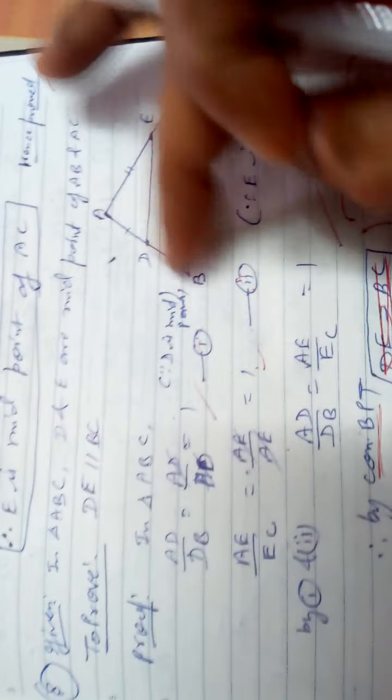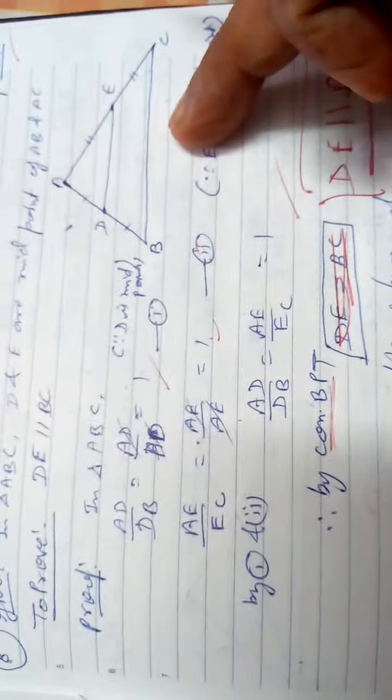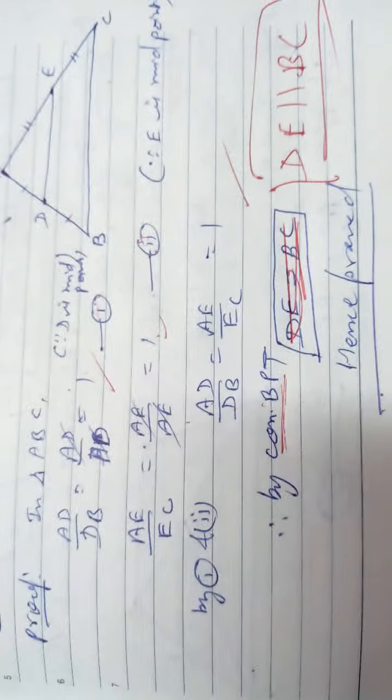If a line divides two sides proportionally, then it is parallel to the third side. Now you have proved this.